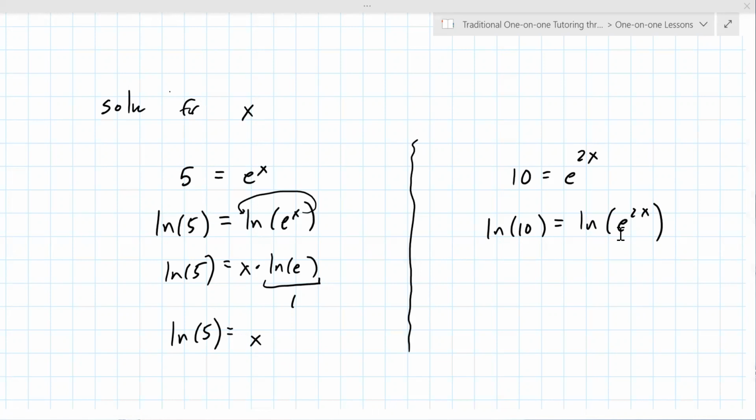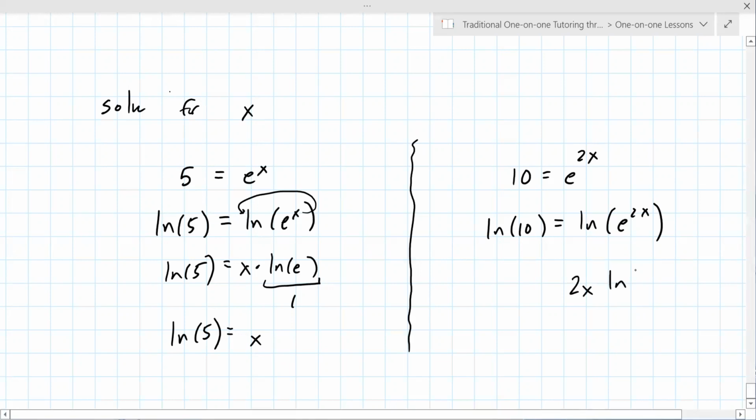So on the right hand side, that exponent comes out in front. And so it's 2x times 1, because the natural log of e is 1. And then there's just a little more work to do. You have to divide both sides by 2.